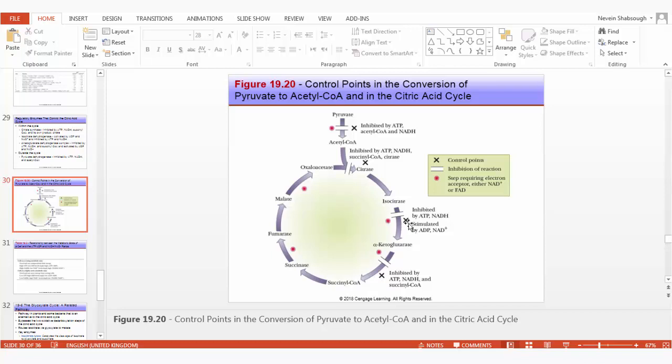Now the second regulatory site is isocitrate dehydrogenase. In this case, the enzyme again is inhibited by ATP and NADH, but it is stimulated by ADP and NAD+, which are allosteric activators of the enzyme. Now the third site is catalyzed by the alpha-ketoglutarate dehydrogenase complex. Again, ATP and NADH as well as succinyl-CoA inhibit the enzyme. Note that succinyl-CoA acts as a product inhibitor in this case.